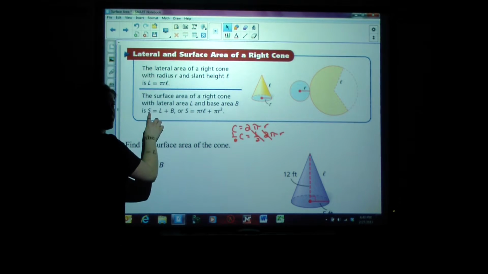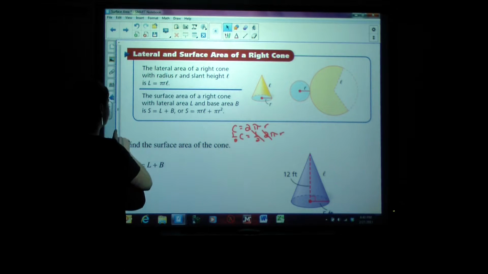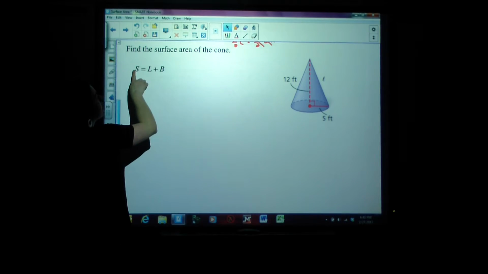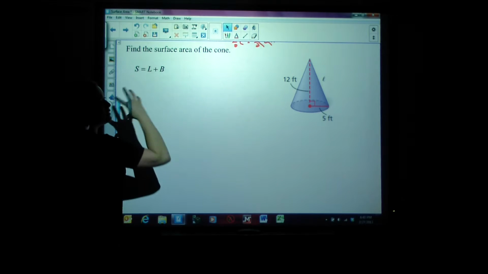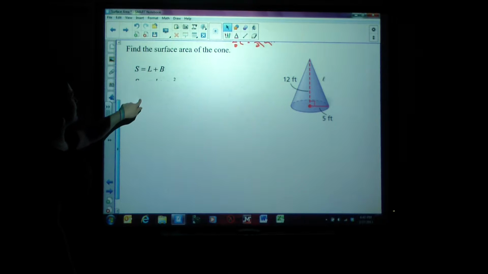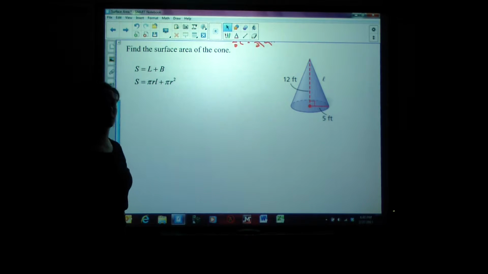So surface area is going to be lateral area plus area of the base. Remember, the base is a circle. How do we find the area of a circle? Pi r squared. All right, here we go. We're going to take lateral area, the area that's wrapped around, plus the area of the base. How do we find lateral area? Well, again, we're going to take half of the circumference, which is pi r, times the slant height, plus area of the base, which would be pi r squared.